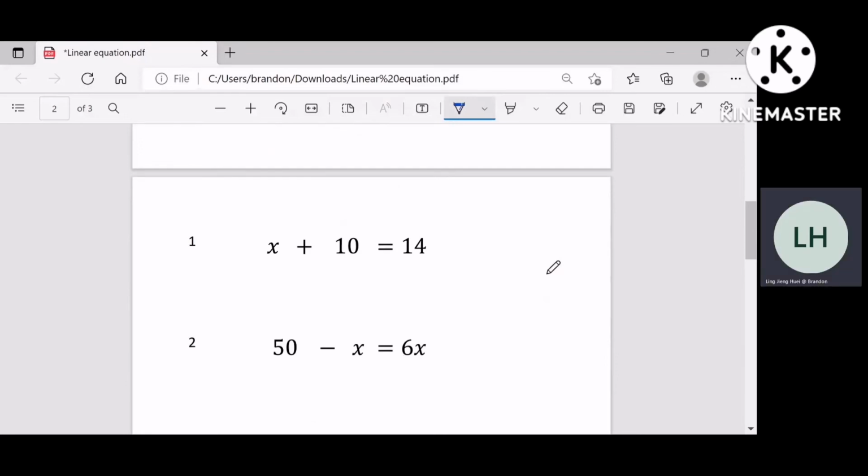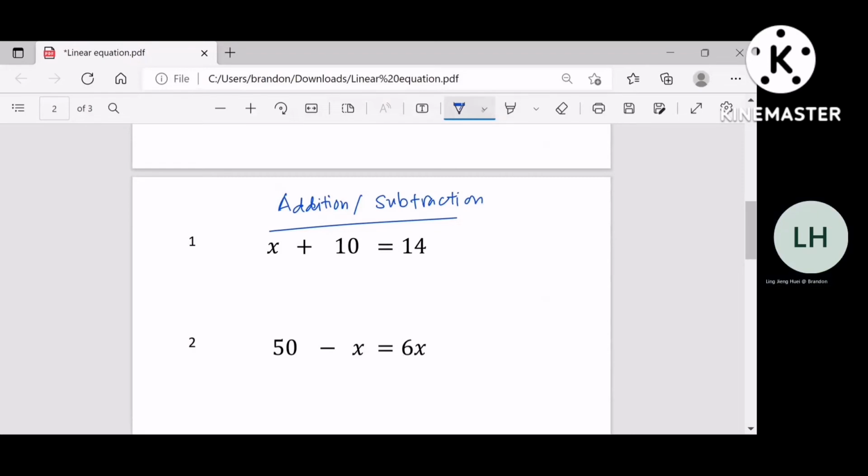at how we can use linear equation to find x, which is the variable, using the addition and also the subtraction examples. Okay, so question 1, x plus 10 equals 14. So we are looking at x plus 10.